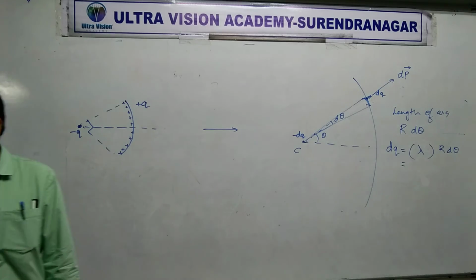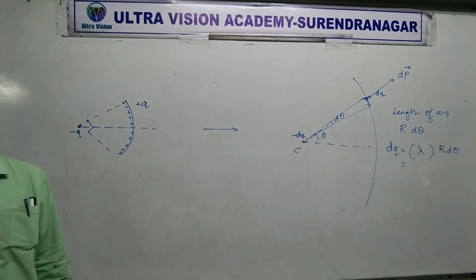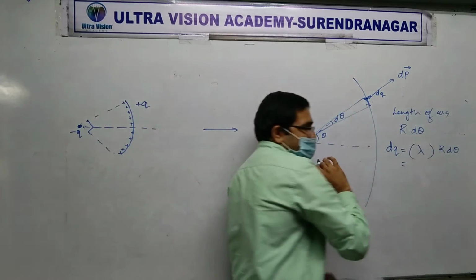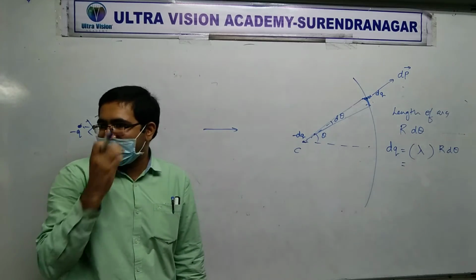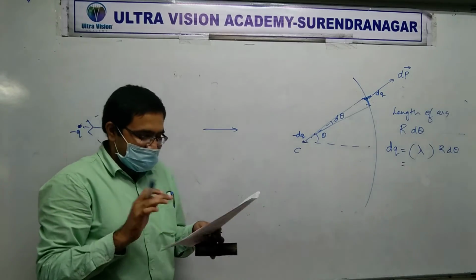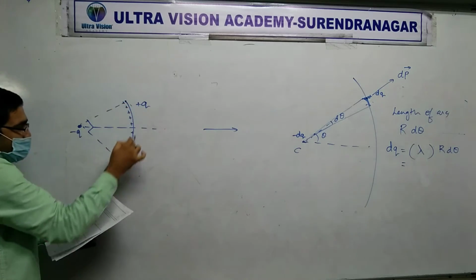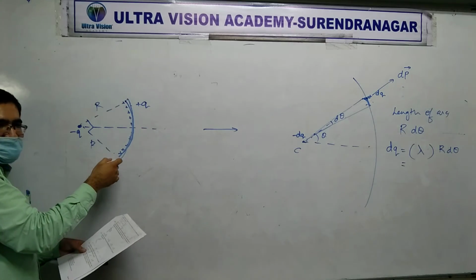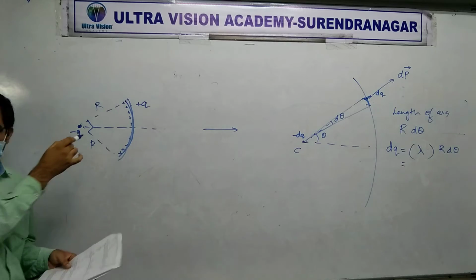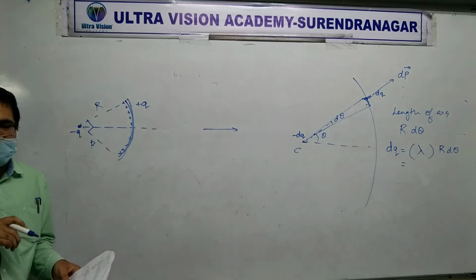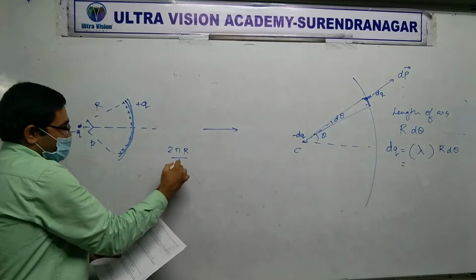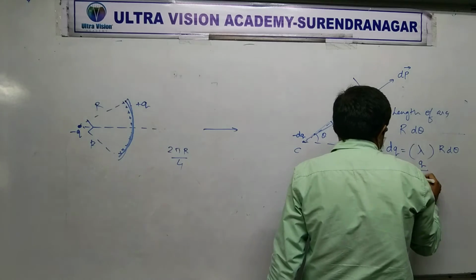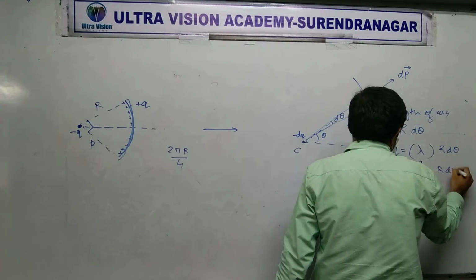How do you find a small charge? Lambda into length, lambda into dl, but this arc length will be r d theta. Now what do we do with the value of lambda? Read the question carefully: charge q is distributed over this length. The radius is r, and this is a quarter circle, 90 degrees. The length of a quarter circle is 2 pi r by 4, that is pi r by 2. So here lambda will be this. Raise your hand if you understood that.